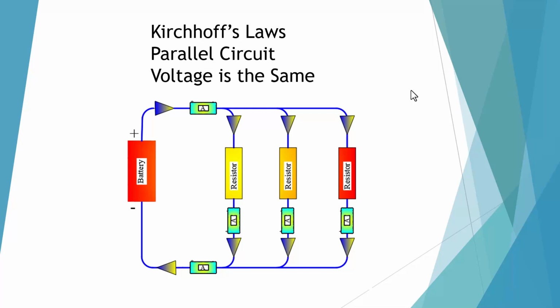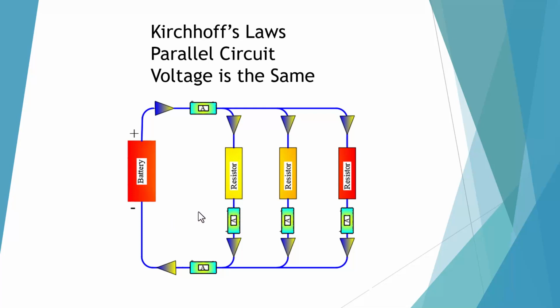Here's a diagram showing Kirchhoff's laws based on a parallel circuit. This is also conventional flow. We have three resistors in parallel. The voltage of each of these resistors is going to be the same. So the voltage is consistent.